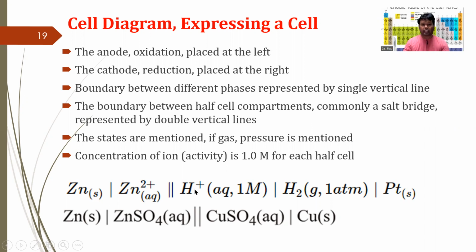This is one half cell, this is another half cell, so we are having two vertical lines. Here also, previously we have shown, this is one half cell, this is another half cell. This is the oxidation part, the anode part, on the left side. This is the reduction part on the right side, and this is the separation between two different phases, solid and aqueous, by one vertical line. And between two half cells, we are using double vertical lines.